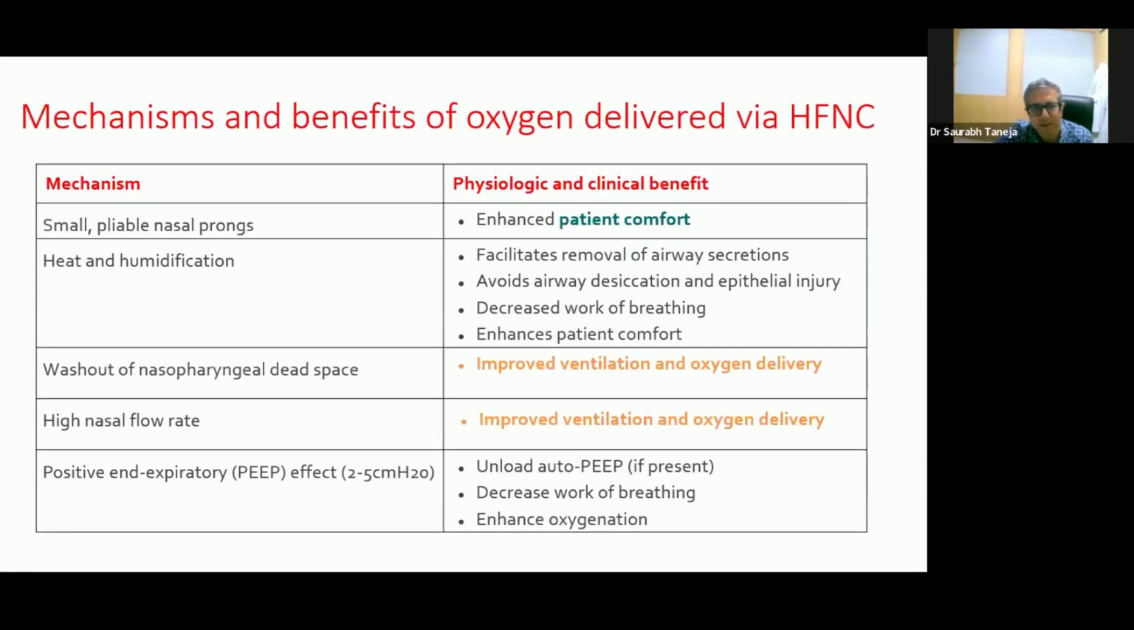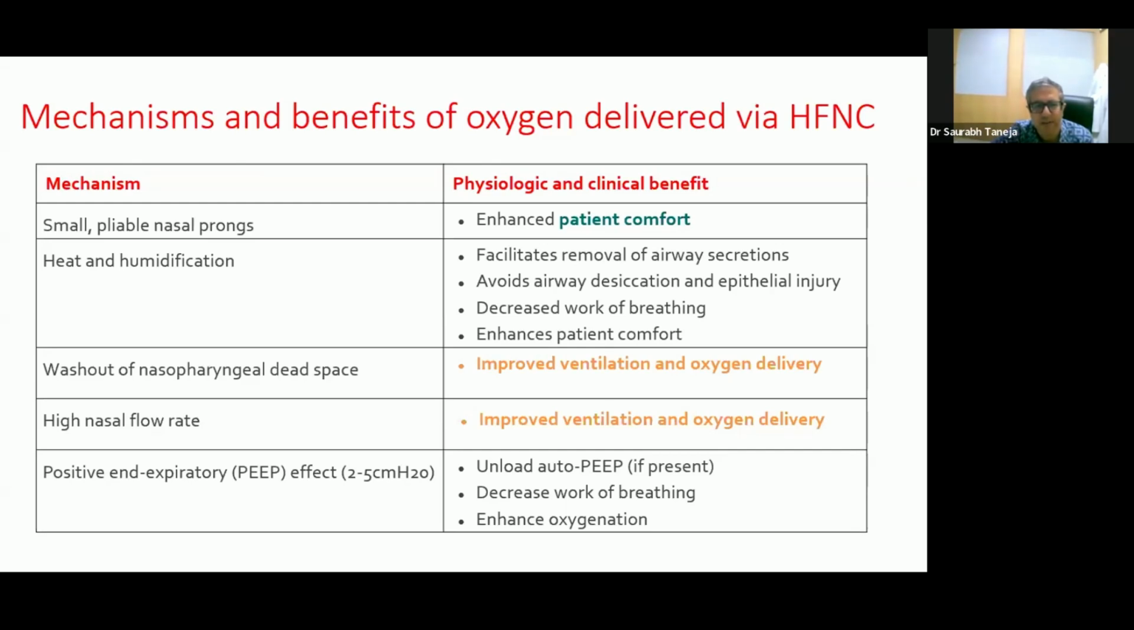So these are the benefits and the mechanisms. It's very important for you to go through this when you use the HFNC. Now it is being used routinely, very commonly. So it gives heated and humidified air. That will help in decreased work of breathing, avoids airway desiccation, and enhances patient comfort. The small pliable nasal prongs are available in 2-3 sizes. It again enhances the patient comfort. The whole face is not covered, only the cannulas are in the nose. And improved ventilation and oxygen delivery is there.